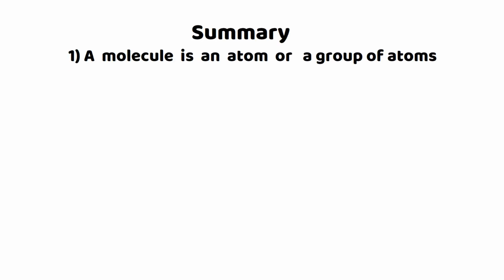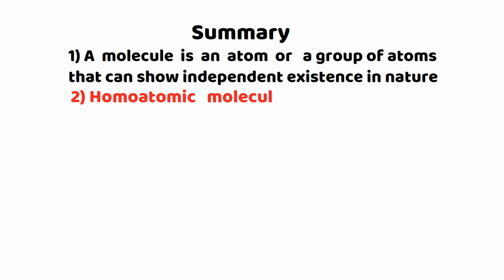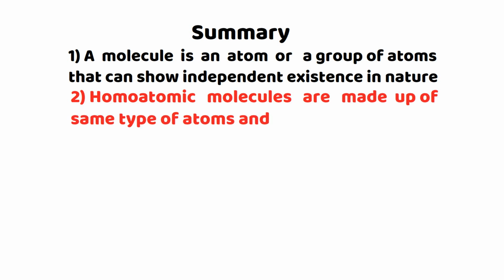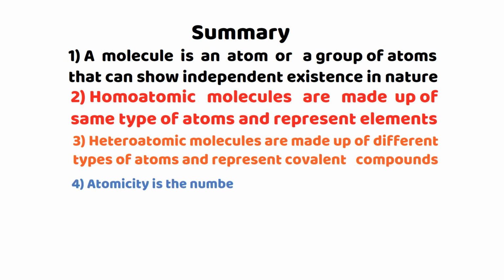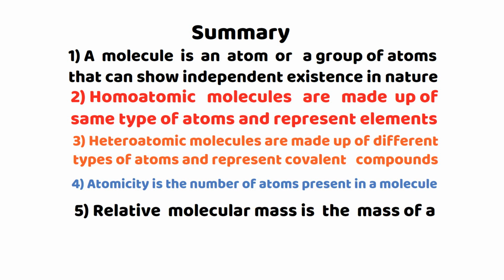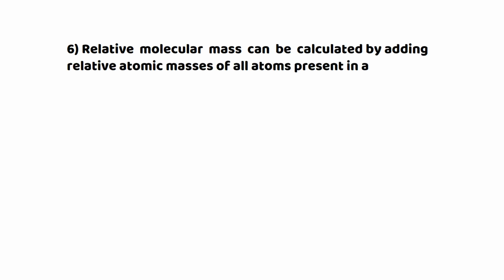And now summary of the lecture. A molecule is an atom or a group of atoms that can show independent existence in nature. Homoatomic molecules are made up of same type of atoms and represent elements. Heteroatomic molecules are made up of different types of atoms and represent covalent compounds. Atomicity is the number of atoms present in a molecule. Relative molecular mass is the mass of a molecule relative to 1/12th part of carbon 12. Relative molecular mass can be calculated by adding relative atomic masses of all atoms present in a molecule.